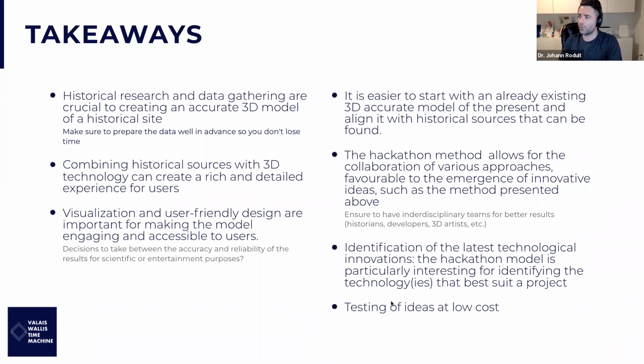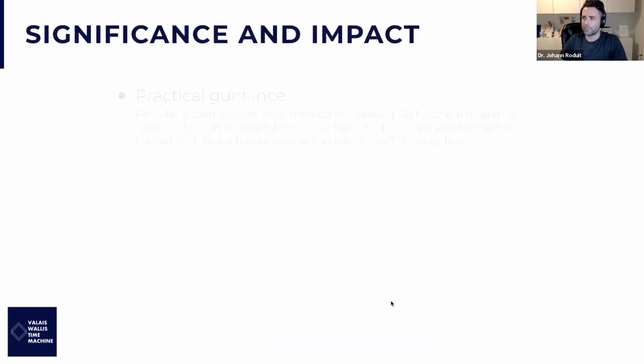It's easier to start with an already existing 3D model that we have at the present, and then to work backwards to align the maps. The hackathon method allows for collaboration and various approaches. It favors the emergence of innovative ideas, such as this method we present here. And then it helps identify the latest technological innovation and test ideas at a very low cost.